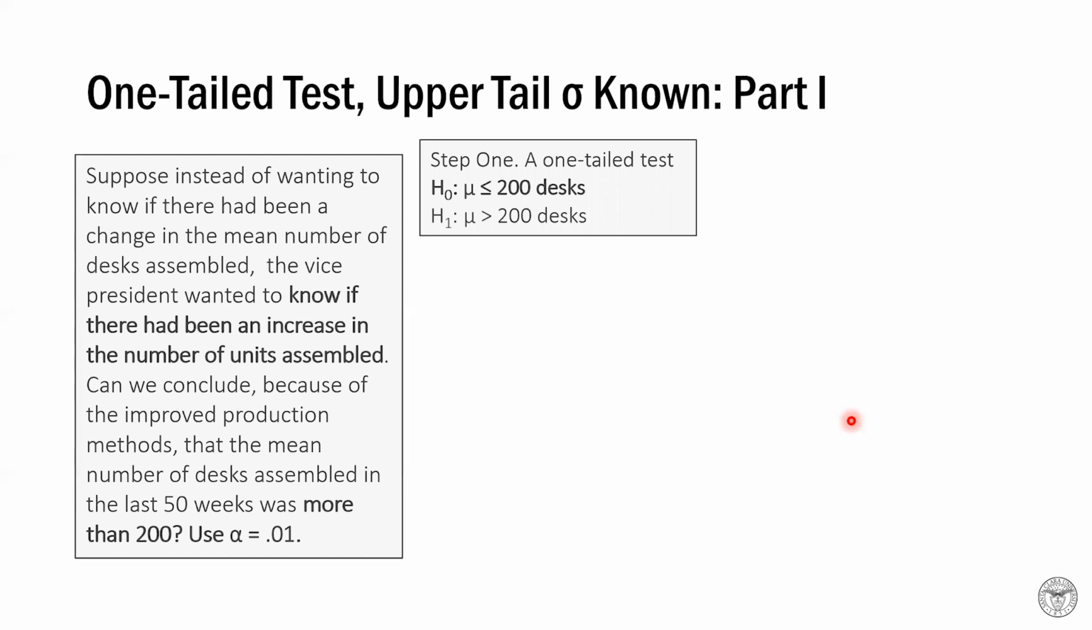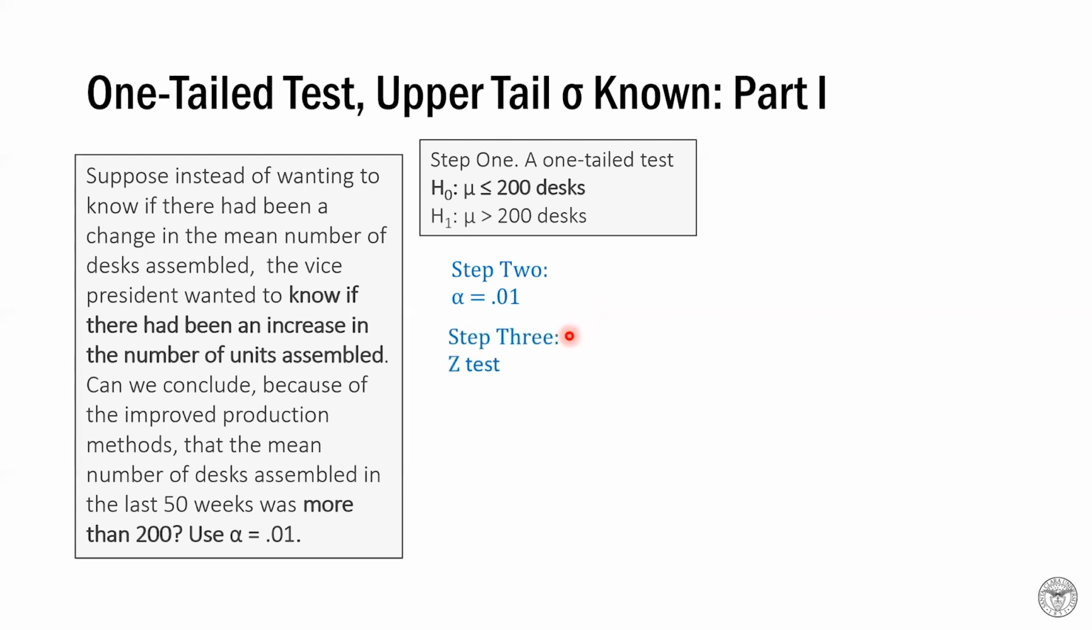In this one-tail test, we have H sub 0: mu less than or equal to 200 desks. H sub 1: mu greater than 200 desks. As we know, the level of significance is 0.01.